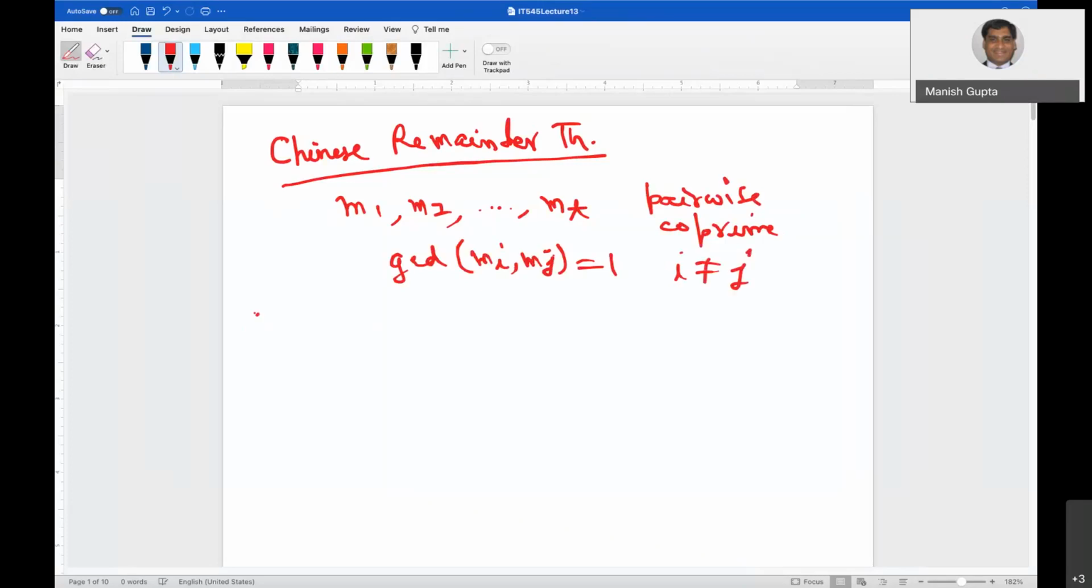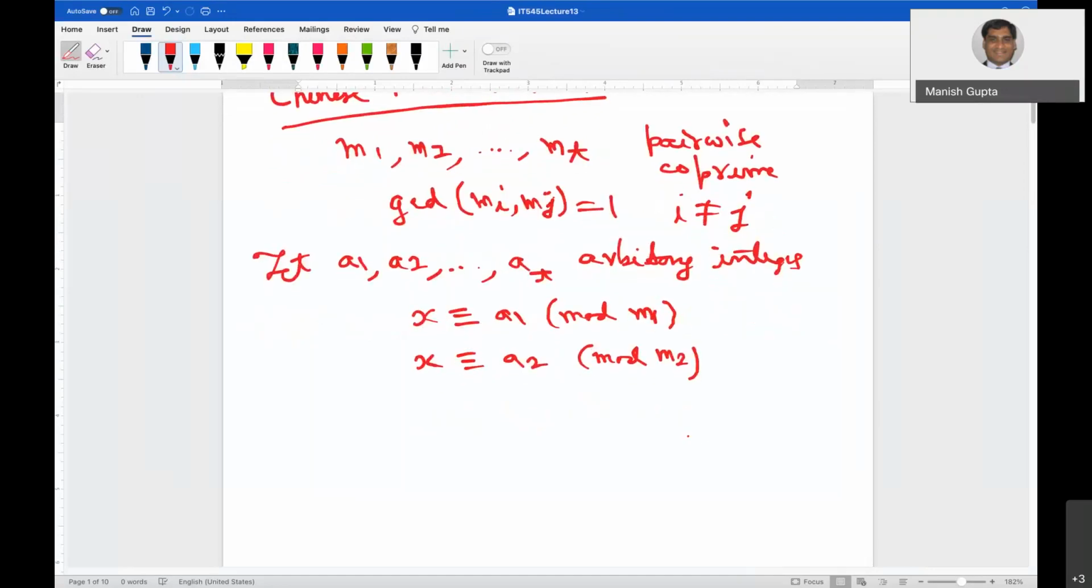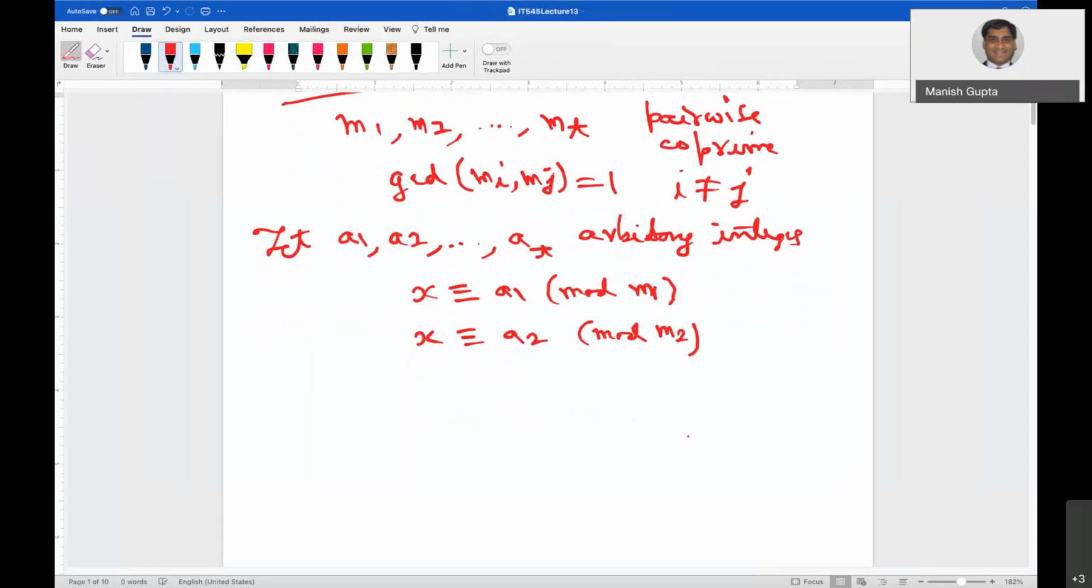Now let a1, a2, ..., at be arbitrary integers, such that x is congruent to a1 mod m1, x is congruent to a2 mod m2, and so on, x is congruent to at mod mt.